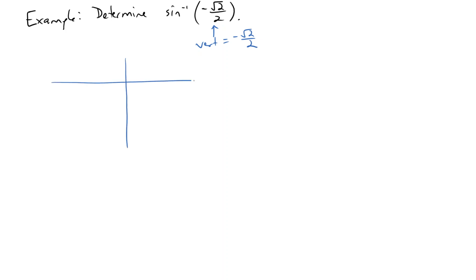Determine sine inverse of -√2/2. So now, again, my vertical side equals -√2/2. So if I draw a picture of that, my reference triangles now are going to be in the bottom two quadrants with a vertical side that is -√2/2 and a hypotenuse of 1.